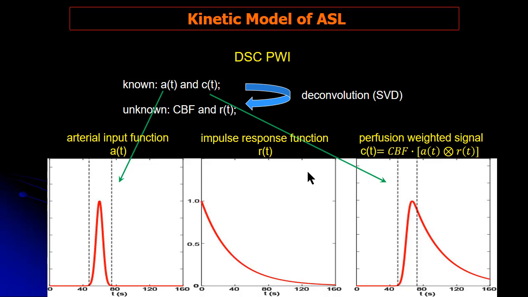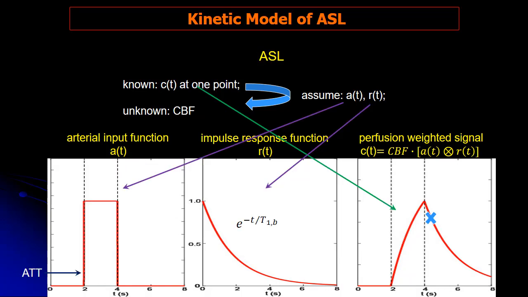So for DIC PWI, we will measure the RTO input function from a large vessel, and then the tissue concentration curve. And then through a deconvolution, we can estimate CBF and the impulse response function.